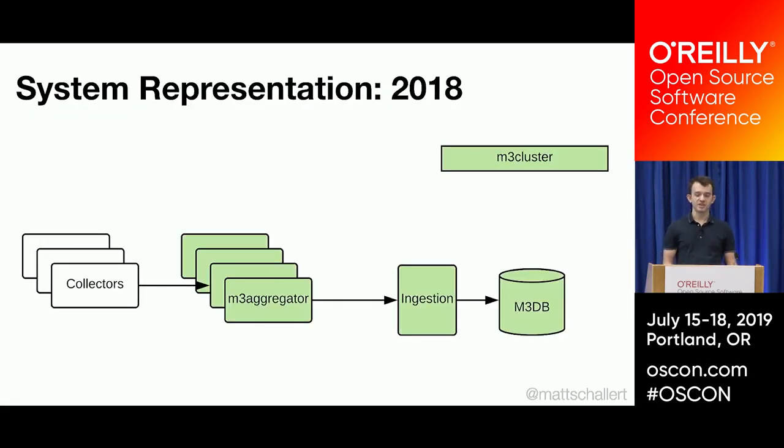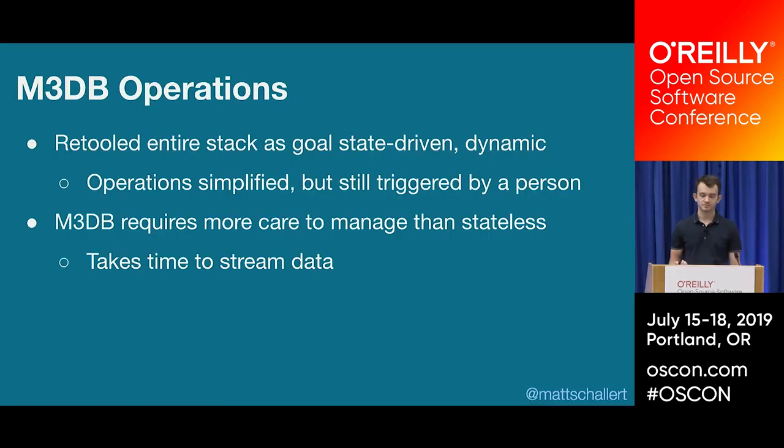So to recap, by 2018, we represented the M3 stack using these placements that were driven by M3 Cluster. And we had made a lot of progress. We had retooled our entire stack to be more goal state driven, resilient to failures, and we had really simplified a lot of these operations, but many of them, such as replacing a failed instance, still had to be triggered by a person. Of all of these components, M3DB needs the most care to manage since it is a database, unlike those stateless tiers where you can just swap out the entire tier using one command. With the database, you need to wait for data to restream, quorum to be respected, etc.